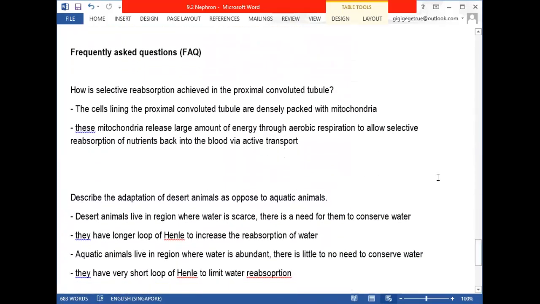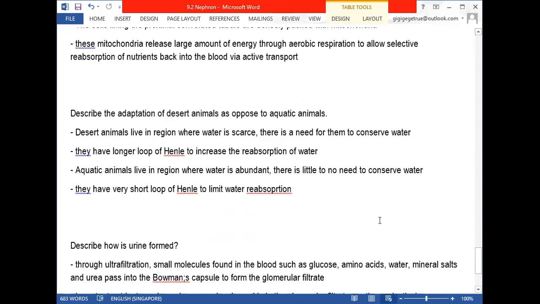Okay, lastly, let's take a look at frequently asked questions. Okay, how is selective reabsorption achieved in the proximal convoluted tubule? So here you can say that the cells are packed with mitochondria. With a lot of mitochondria, then you can release large amount of energy for active transport.